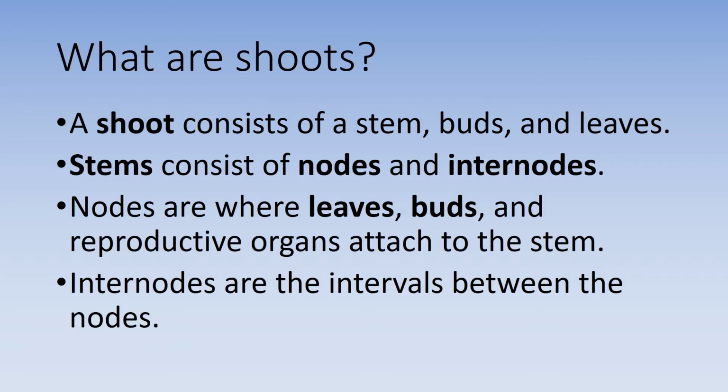What are shoots? A shoot consists of a stem, buds, and leaves. Stems consist of nodes and internodes. Nodes are where leaves, buds, and reproductive organs attach to the stem. Internodes are the intervals between the nodes.